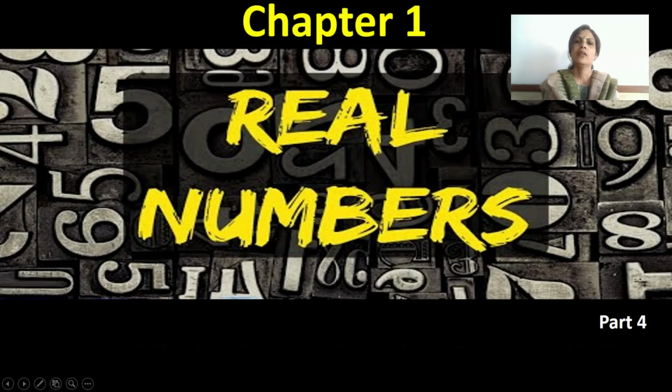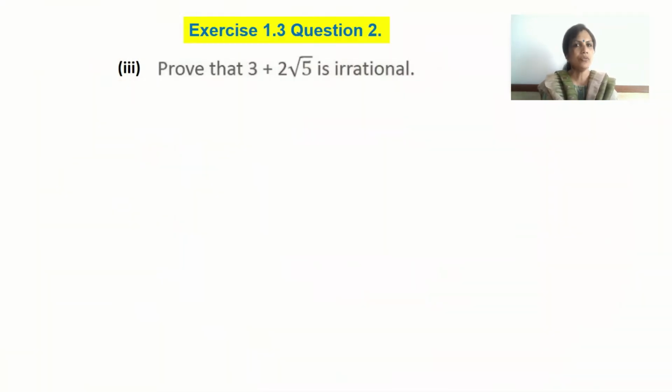Hello children, we are going to continue with exercise 1.3 from chapter number 1, Real Numbers, and solve the remaining examples. So this is question number 2 from exercise 1.3, and from question number 2 this is the third sum. If you remember, in the previous video lesson I told you one particular sum which is very important, that is to prove that root 5 is an irrational number.